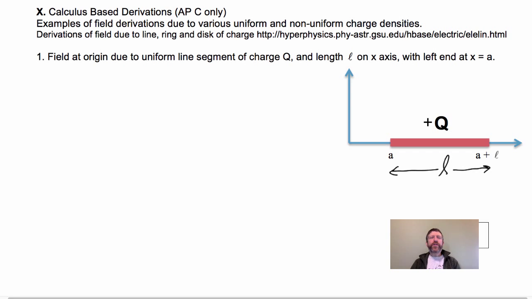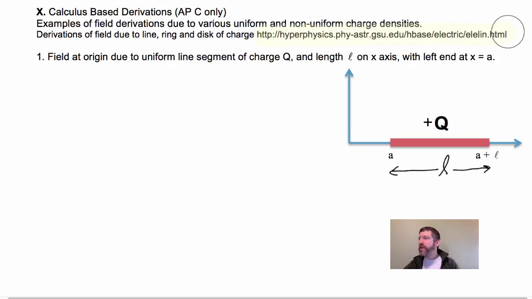So now what we're going to do is some of these fun calculus-based derivations where we're deriving fields due to various uniform and non-uniform, meaning not even, charge densities. We're going to derive fields due to a line of charge, a ring of charge, and a disk of charge. And many of these derivations are available on this website right here. If you go there, you may find several of these there.